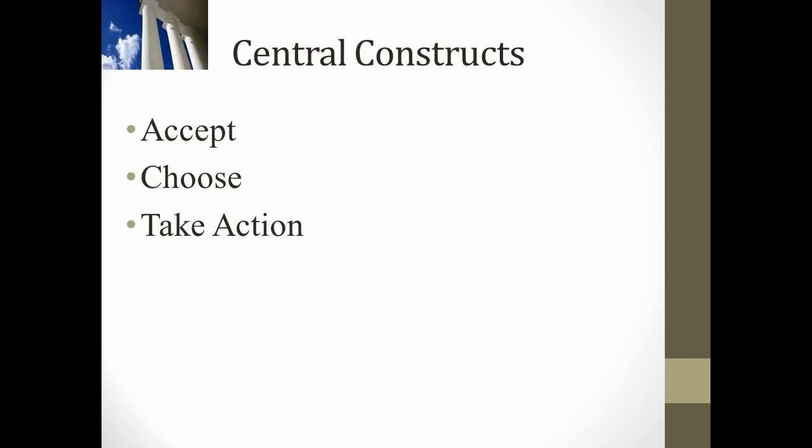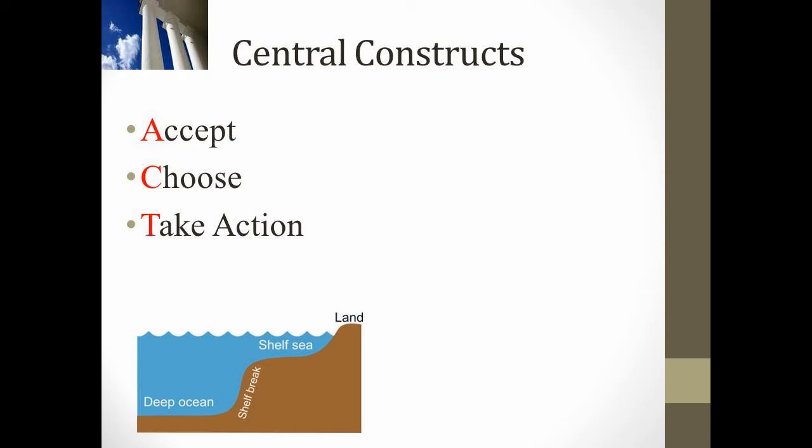Now there are three central constructs, namely accept, choose, and take action. These words nicely complete the acronym ACT. But there's definitely more to learn about this model. And the diagram of land, shelf, sea, and deep ocean is a good metaphor for the deeper concepts implied in ACT, which we'll cover at a basic level in this lesson.